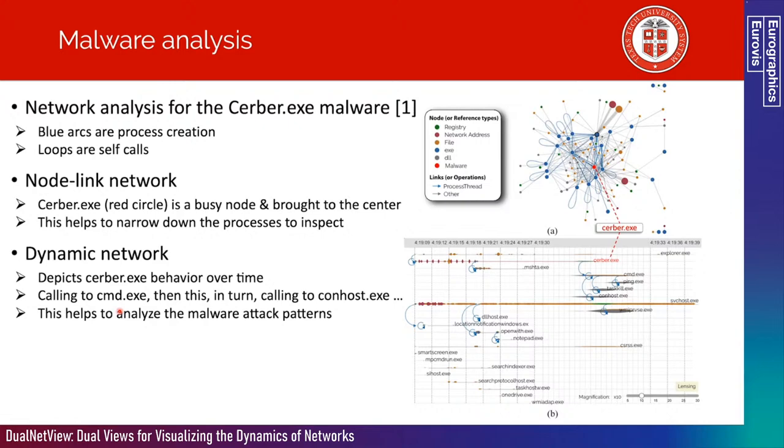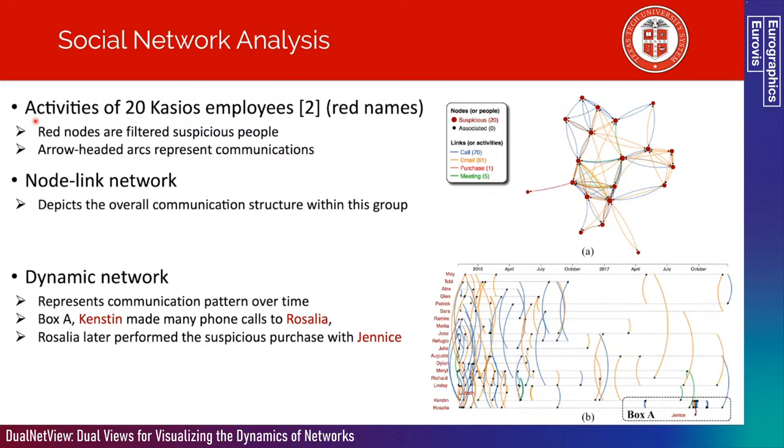In this third use case, we use the dual network view to analyze a social network. This social network includes all the activities from 20 casual employees. Those employees are filtered by suspicious people. The arrow-headed lines represent types of communication among them. The node-link network depicts the overall communication structure within this group, created over time. On the other hand, the dynamic network represents the communication pattern over time.